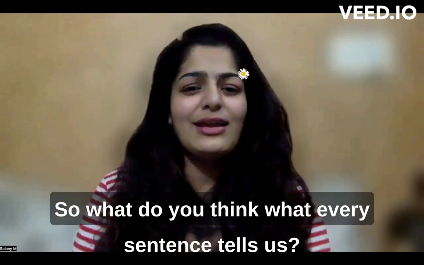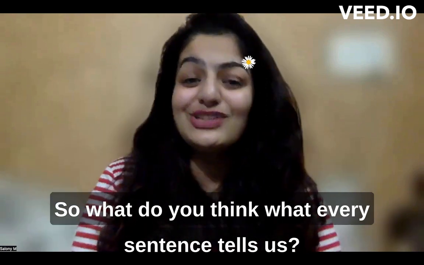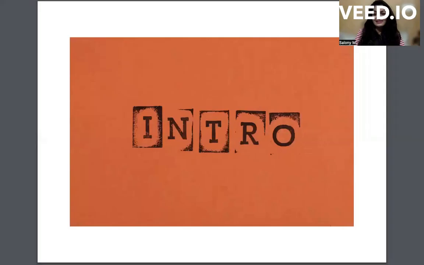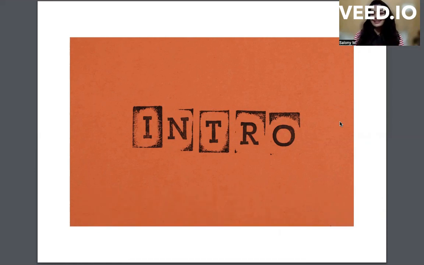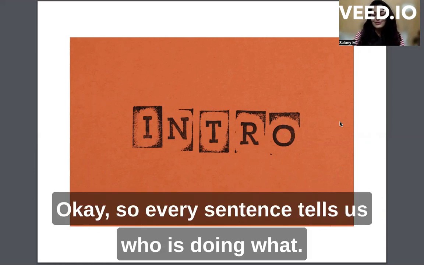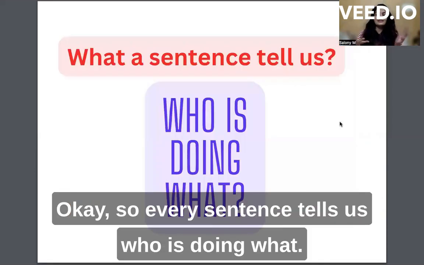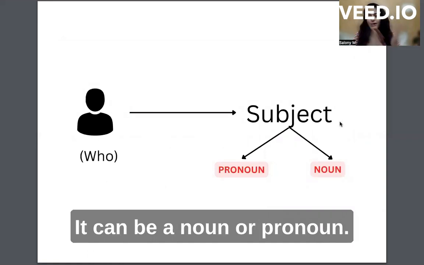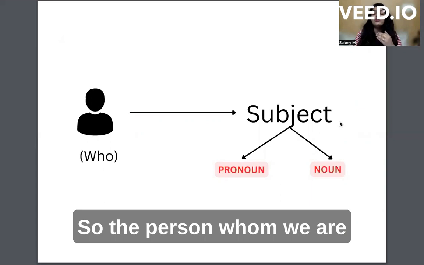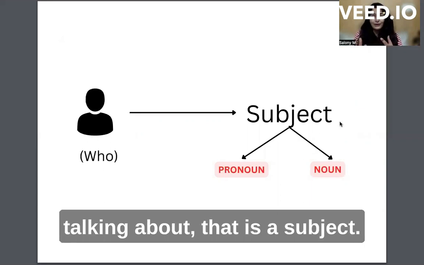So, what do you think every sentence tells us? Okay. So, every sentence tells us who is doing what. So, who is a subject? It can be a noun or pronoun. The person whom we are talking about, that is a subject.